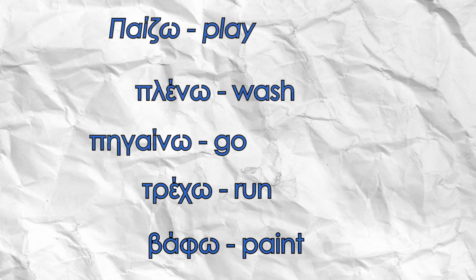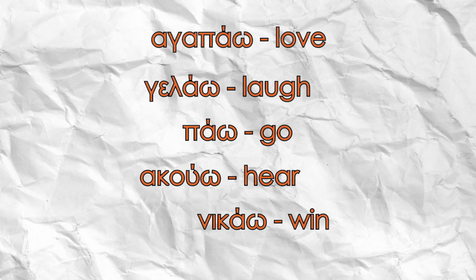Now I know that was quite a bit of information and a lot of things to memorize, but the good thing here is that there are very clear rules as to what you need to do to conjugate. As long as you memorize it, you will be all set. However, I do want to show you a couple more word examples of both group A and group B so you can get a better idea. Let's get into that. For group A, we have verbs such as παίζω, πλένω, πηγαίνω, τρέχω, and βάφω. For group B, we have αγαπάω, γελάω, πάω, ακούω, νικάω.